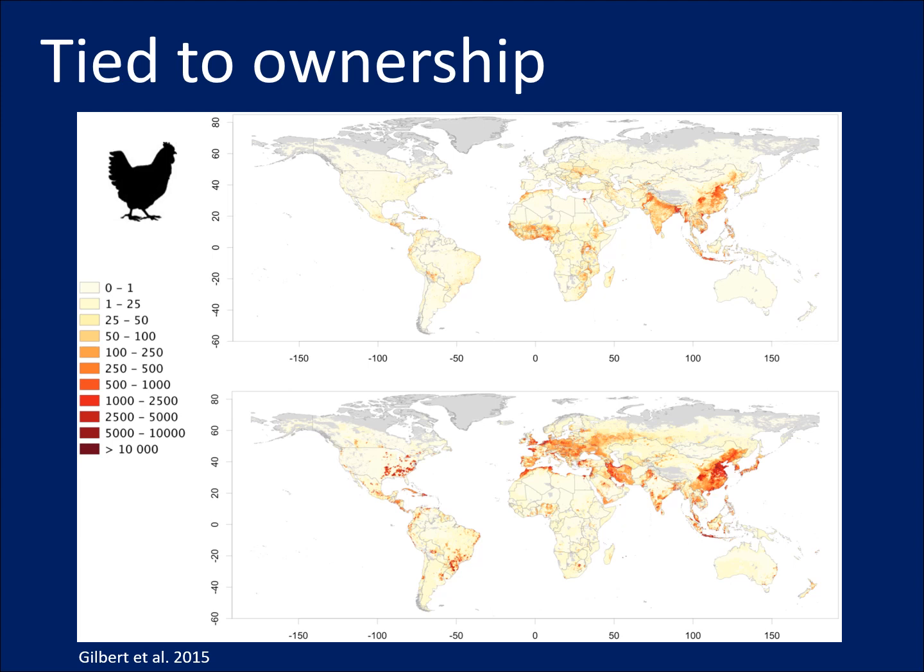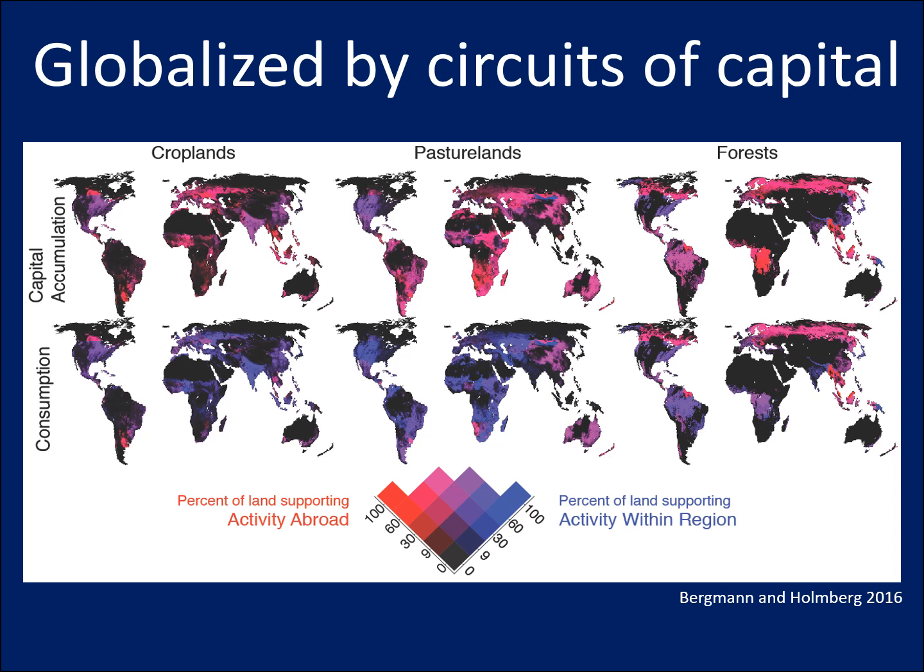Marius Gilbert's group shows these distributions are tied to ownership, with backyard chicken at top, intensive production by comparison below. Luke Berman's group shows these landscapes are globalized by circuits of capital. We can see on the top row, left to right, our croplands, pasturelands, and forests tied to capital accumulation, with reds accumulating in countries abroad and blues accumulating within country. The same for consumption on the bottom row.